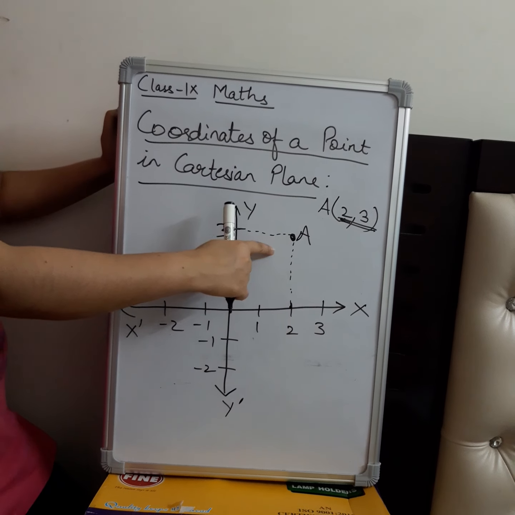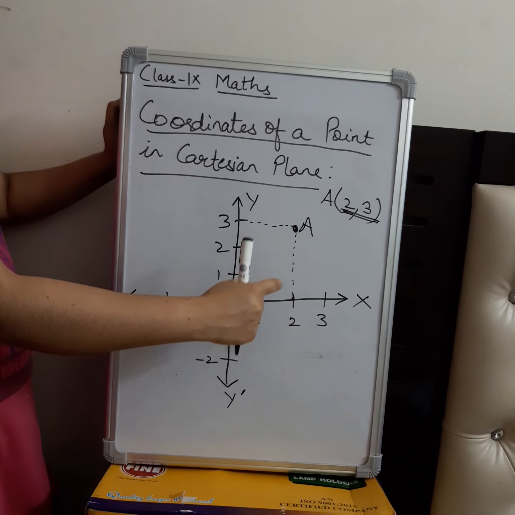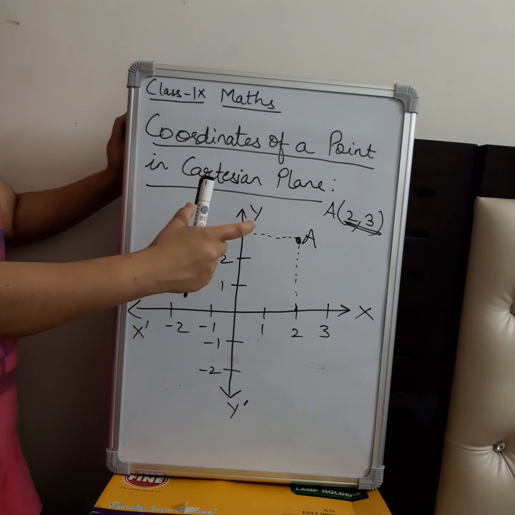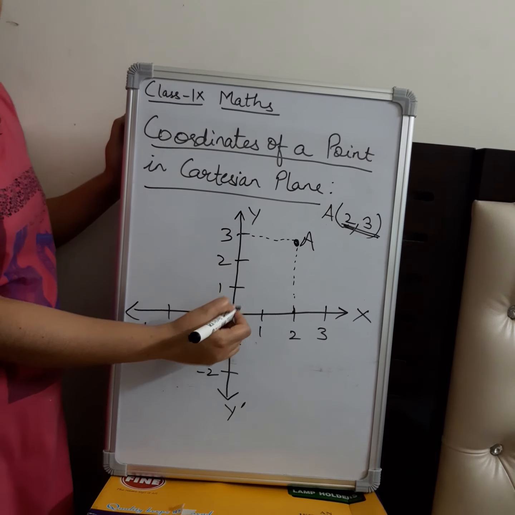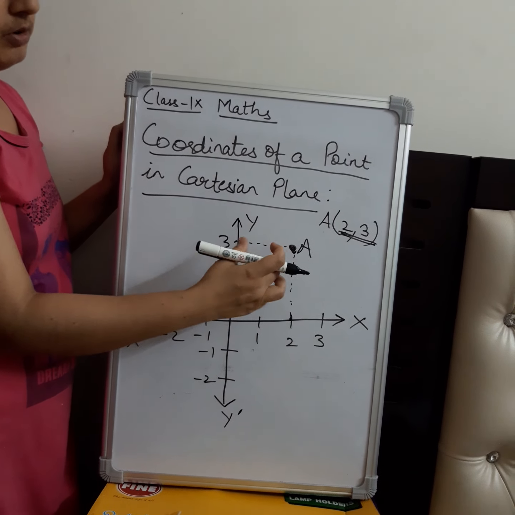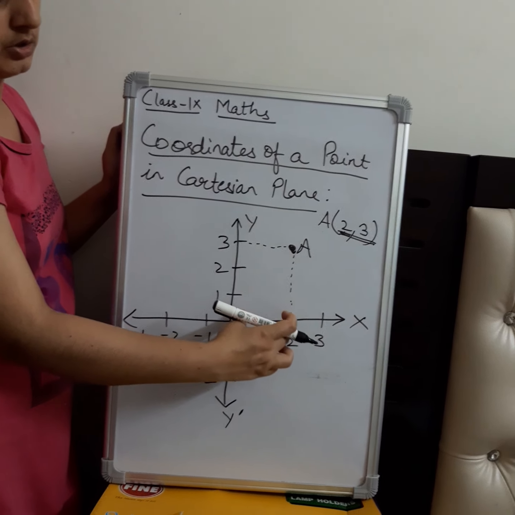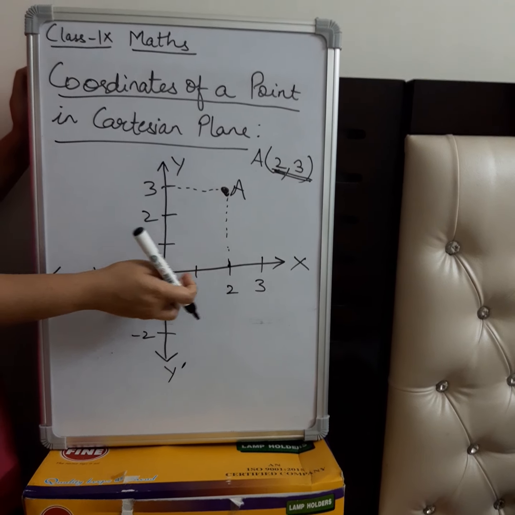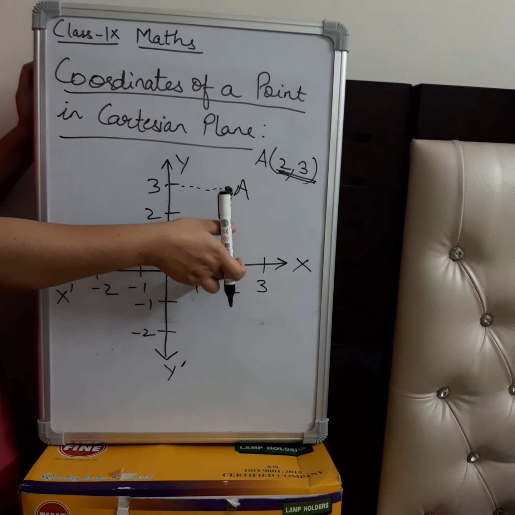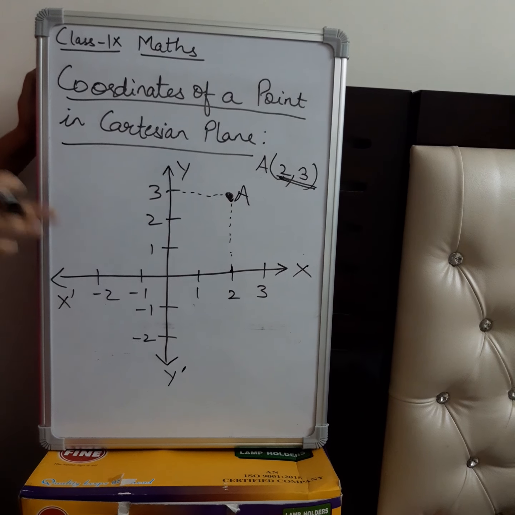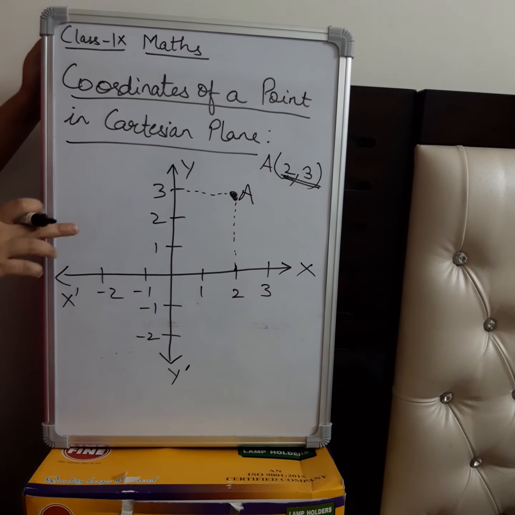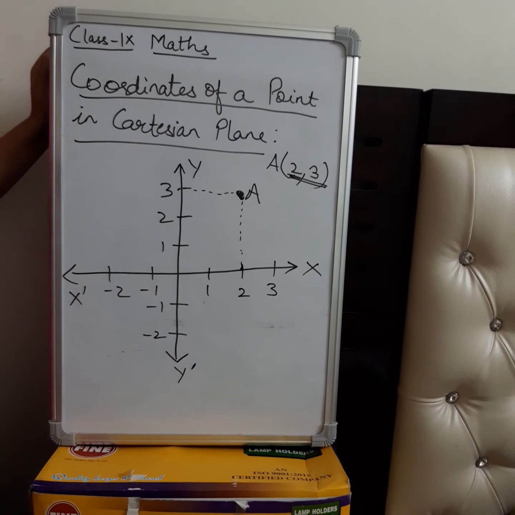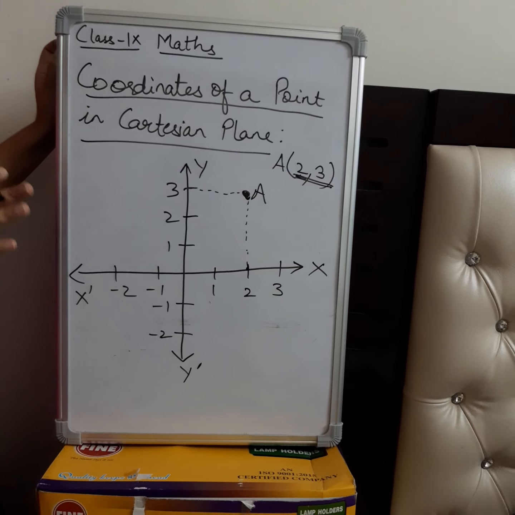Now from here you can see the value of x is the perpendicular distance from the y-axis. See, this is the y-axis and the distance of this point from the y-axis is 2, and the distance of this point from the x-axis is 3. So we can say that the values of x and y are the perpendicular distances from the y-axis and x-axis, respectively.